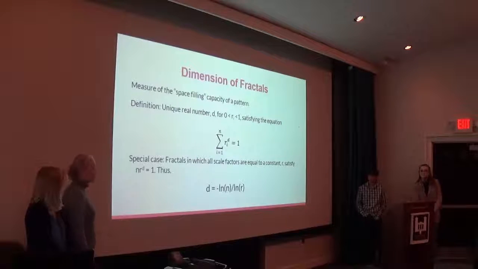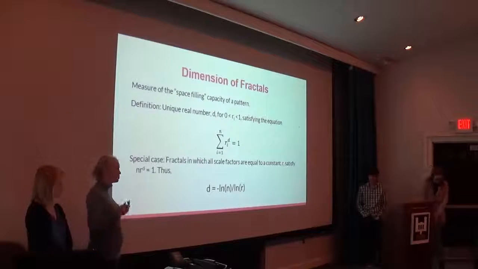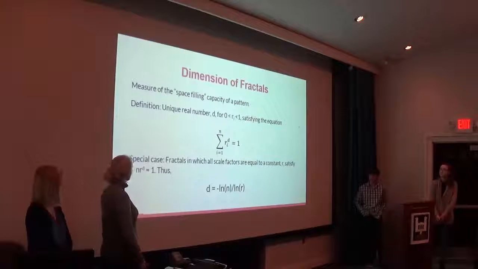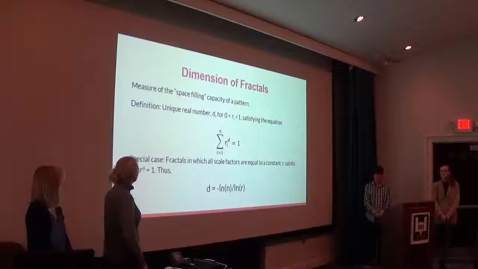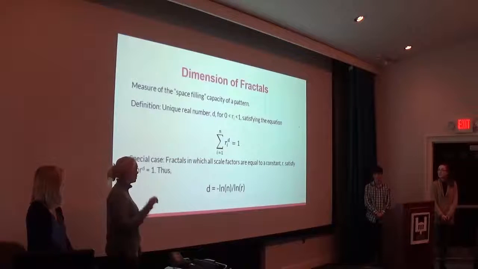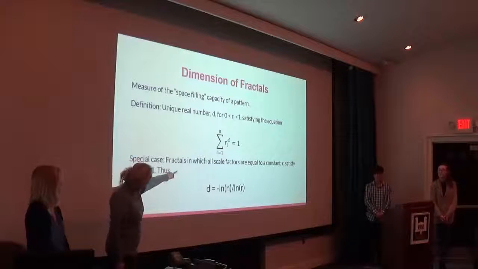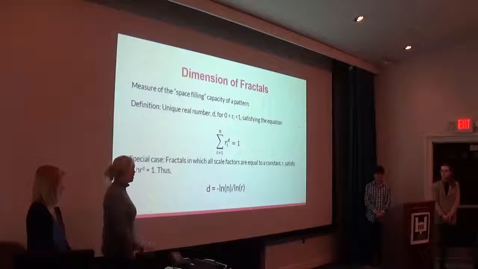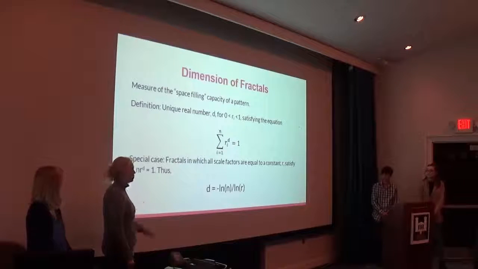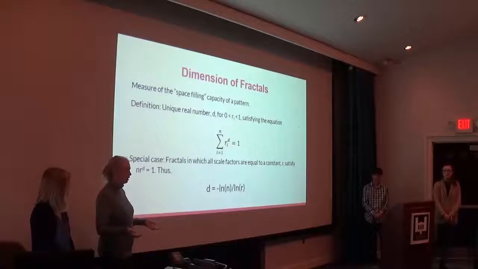So fractals also have another quality called dimension, and basically that is the measure of the space-filling capacity of a pattern. But the formal definition for a self-similar fractal, which are the ones that we are working with, is the unique real number d for a scale factor r greater than 0 and less than 1 that satisfies that equation right there, which is the sum of the scale factors raised to the d equals 1. So this is not a fun equation to solve for d if your scale factors are different. So if you have 1/4 and 1/3, it's really hard to solve for d.